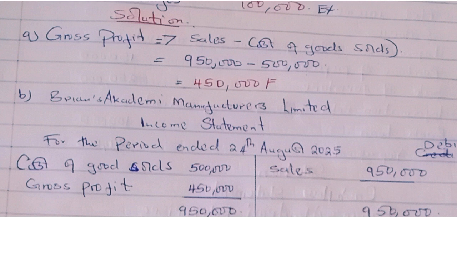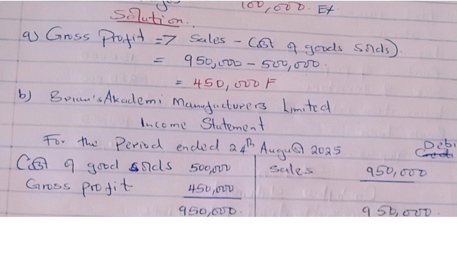450,000. Let's go to part B. So here we are supposed now to prepare an income statement for Brian's Academy Manufacturers Limited. So as you can see there, I have come up with the solution on the part B question, and that's the format of the income statement preparation. That's how we are supposed to prepare it.